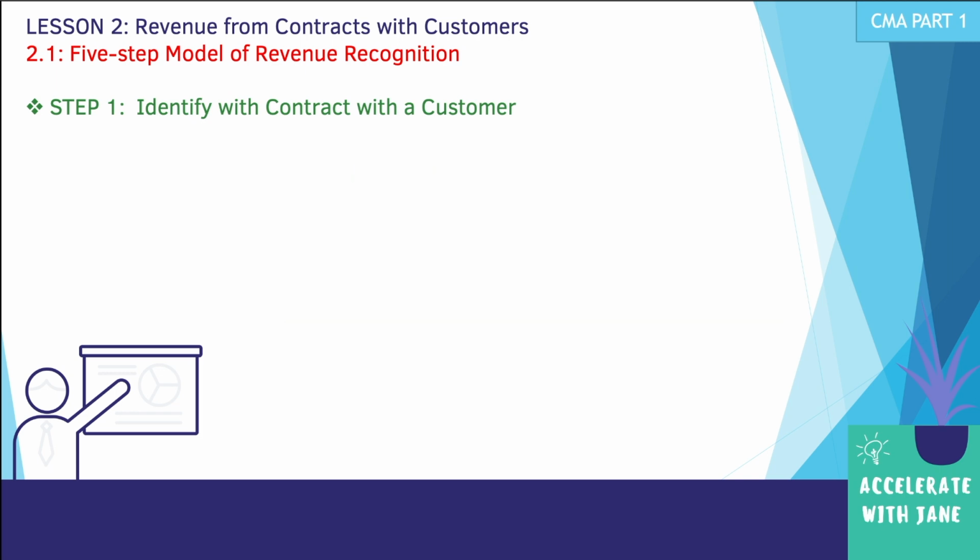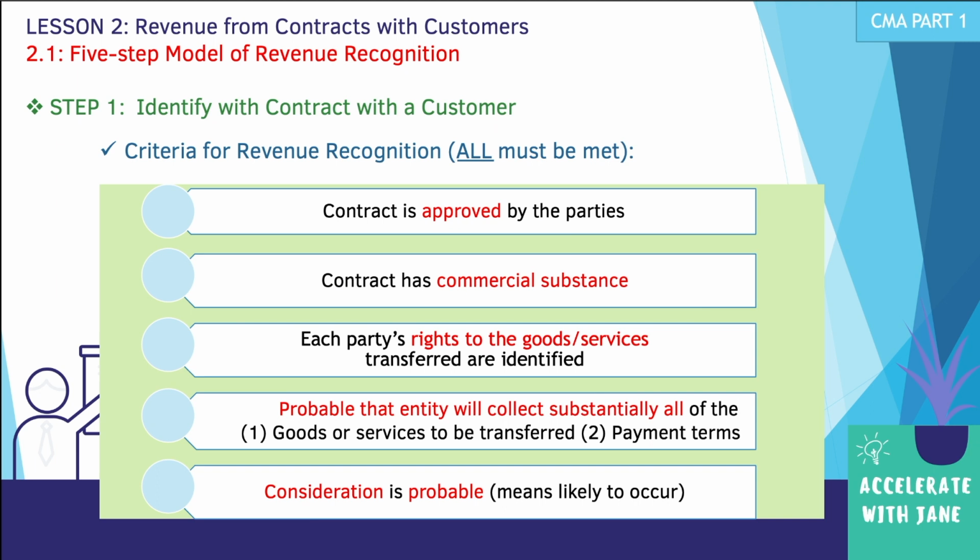So now, not all contracts can be accounted for under IFRS 15. So we have here criteria for revenue recognition, wherein all criteria must be met. So first is that contract is approved by the parties. So basically here, the approval need not be solely in written form. So approval of contract can be in different forms. For example, it can be in written form, verbal form, implied. But the most important thing is that the contract must be enforceable within both parties.